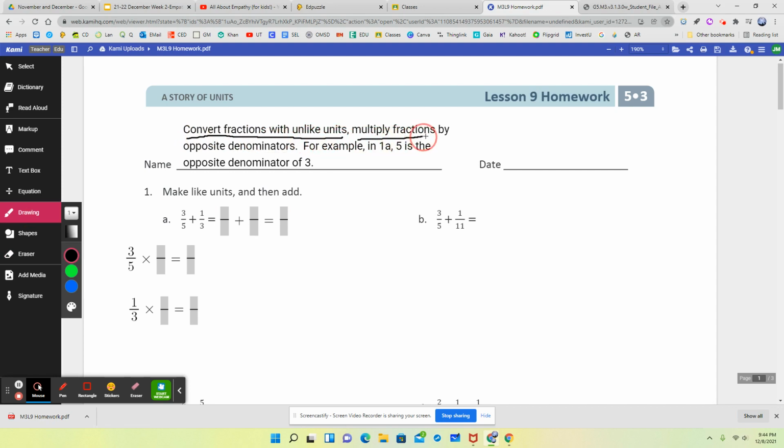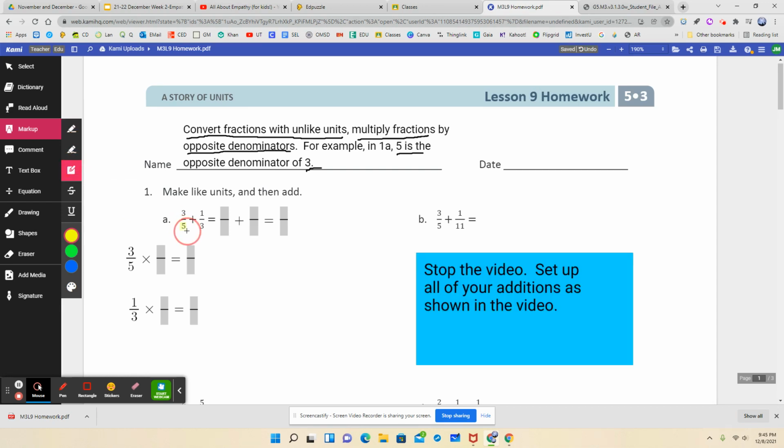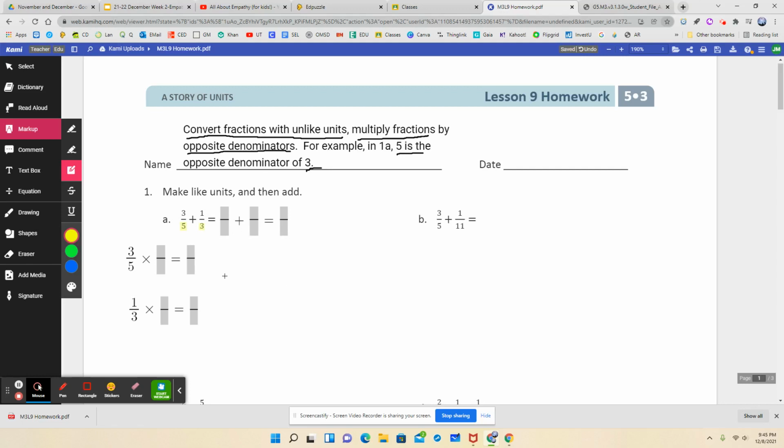Multiply fractions by opposite denominators. For example, in 1a, 5 is the opposite of 3. That's the denominator that is the opposite of 3. And you can see it right here on this particular problem. It's right here. 5 is the opposite of 3. As you can see, I set up already what my job is to do.